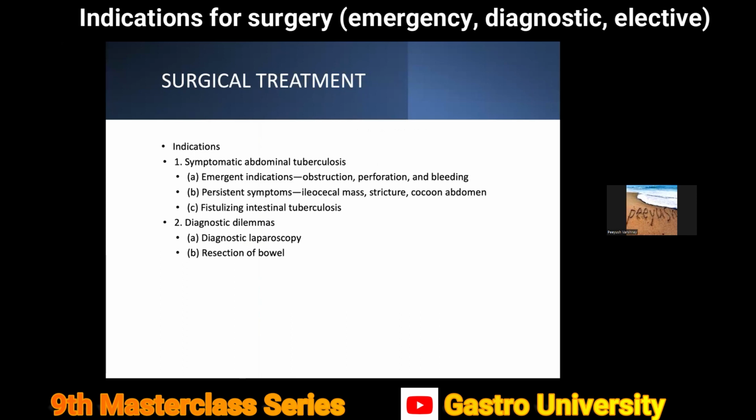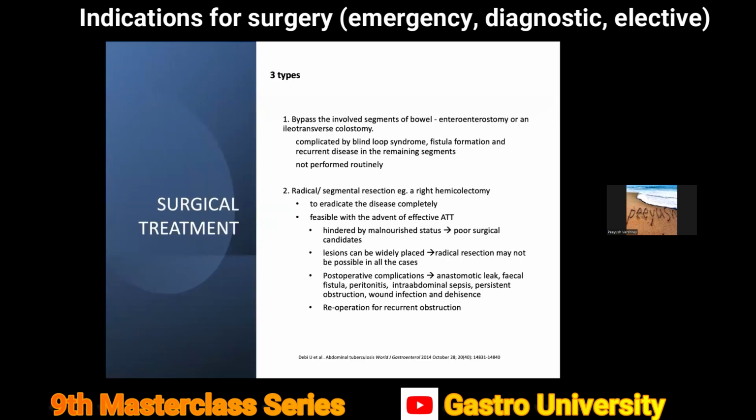So now, coming on to the surgical treatment, what are the most commonly performed surgeries and what are the indications? First, for symptomatic abdominal tuberculosis, the emergency indications like obstruction, perforation, and bleeding, in which we have no other option but to do an emergency laparotomy. Second is persistent symptoms for an ileocecal mass, partial stricture, or cocoon abdomen, and fistulizing intestinal tuberculosis. And diagnostic dilemmas, like diagnosing peritoneal tuberculosis, or confusion between Crohn's disease and tuberculosis, in which we need to resect the bowel.